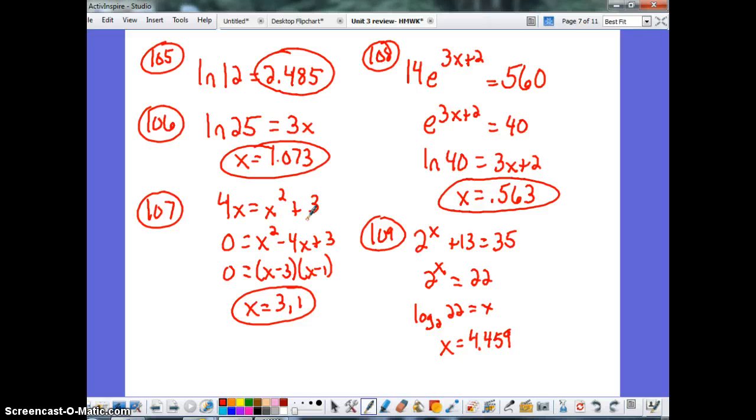All right, 108, you want to first divide by the 14. So I wrote this one out. Divide by that 14. You get 40. Rewrite it. Ln of 40 is equal to 3x plus 2. Find ln of 40 on the calculator, subtract 2, divide by 3. You get 0.563.